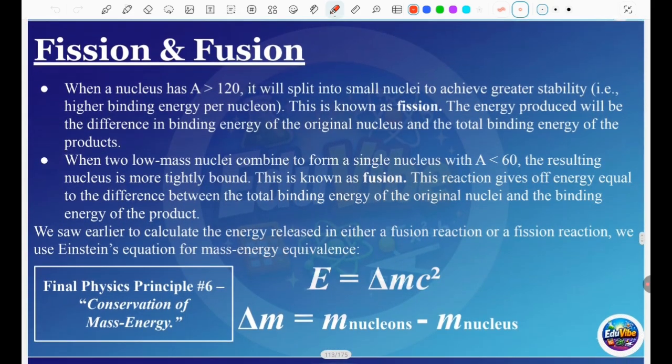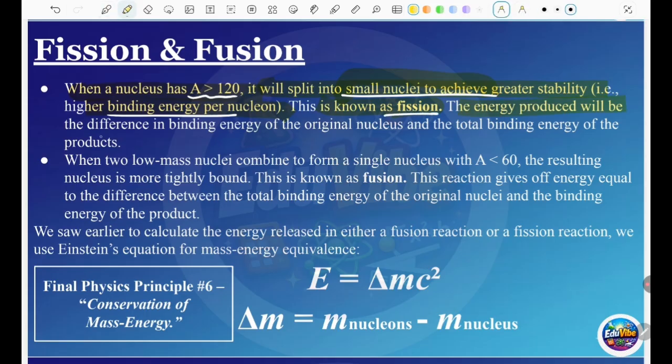When a nucleus has a mass number A greater than 120, it will split into two nuclei to achieve greater stability, that is, a higher binding energy per nucleon. This is known as fission.